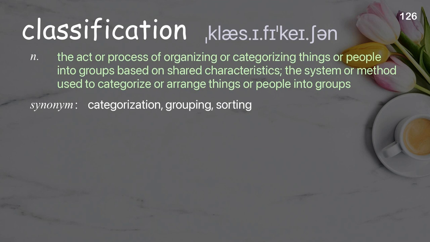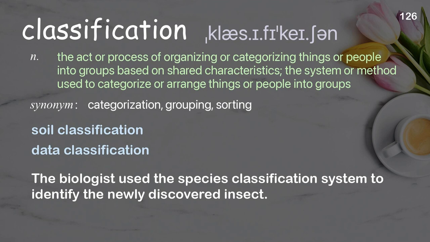Classification: the act or process of organizing or categorizing things or people into groups based on shared characteristics. The system or method used to categorize or arrange things or people into groups. Examples: soil classification, data classification. The biologist used the species classification system to identify the newly discovered insect.